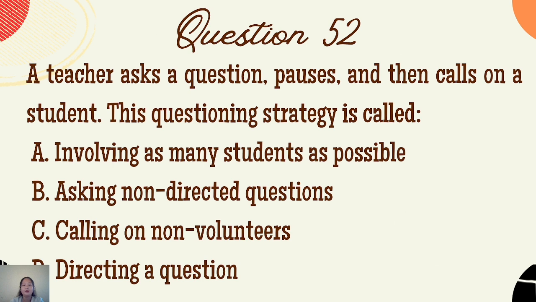Now, question number 52. A teacher asks a question, pauses, and then calls on a student. This questioning strategy is called, the correct answer is letter C, calling on non-volunteers. Calling on non-volunteers encourages participation from all students, not just those who are eager to answer.